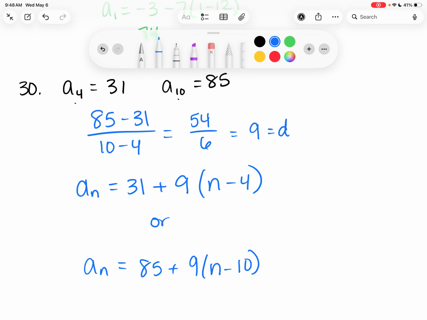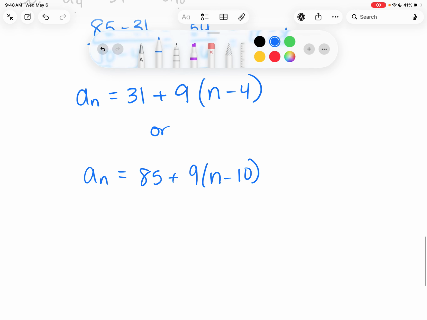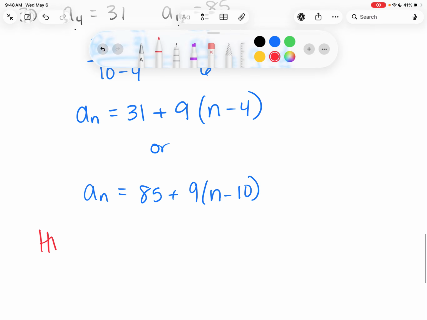All right, any questions on that stuff? No. Should use the other term? You can do that. It's up to you.